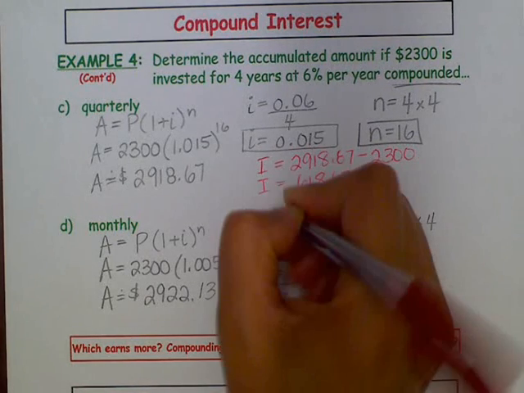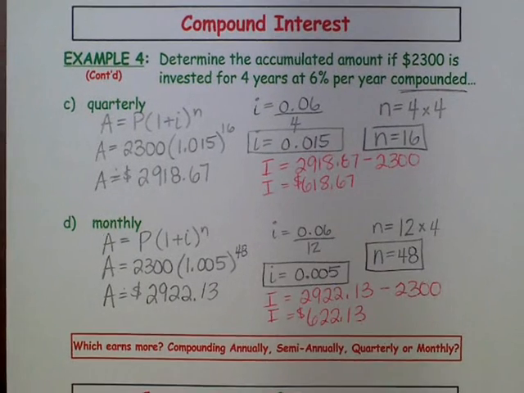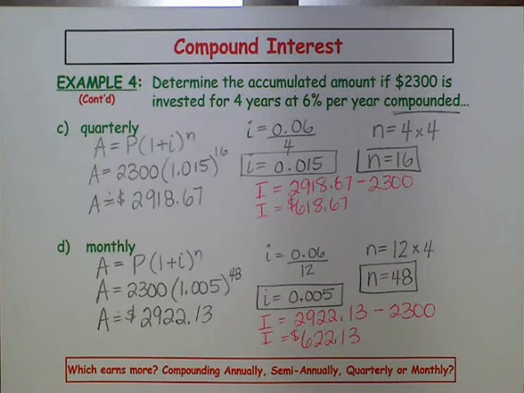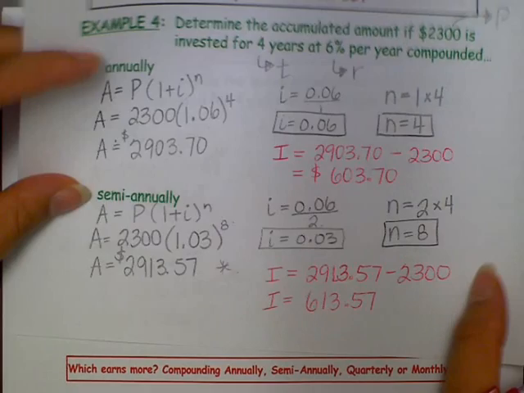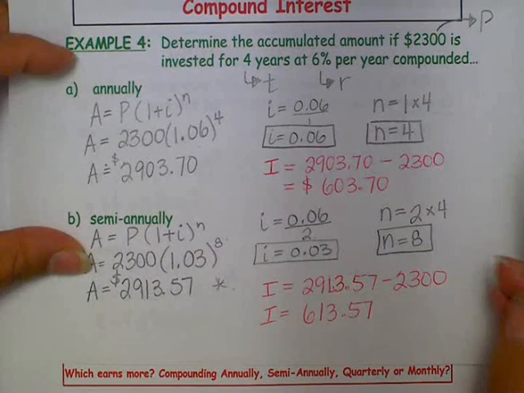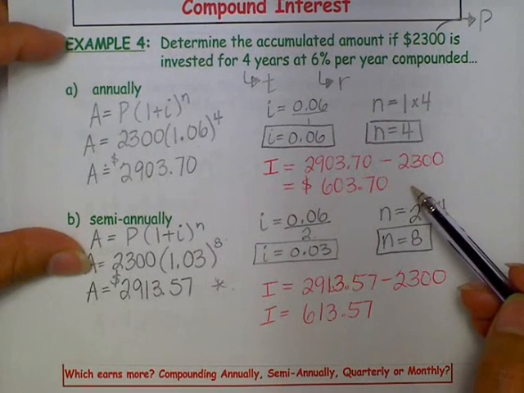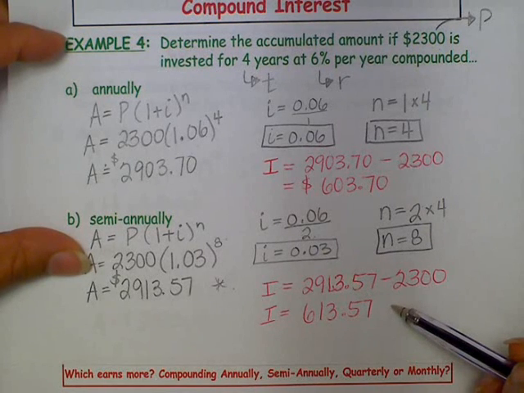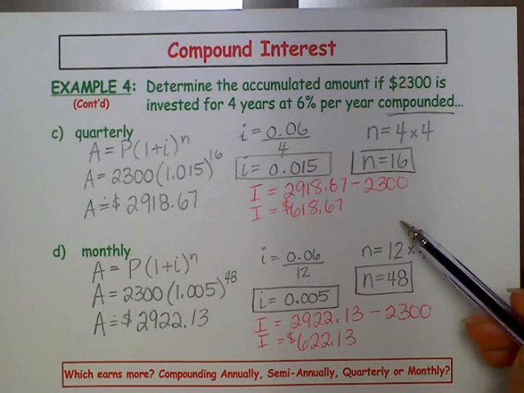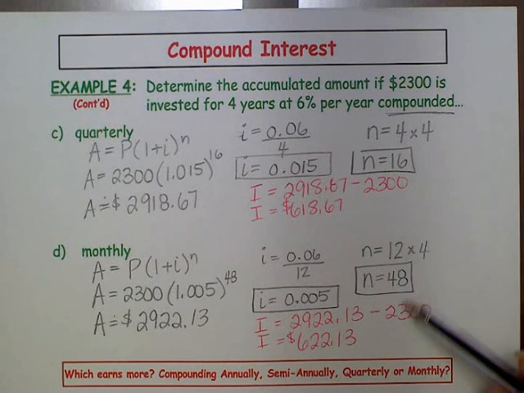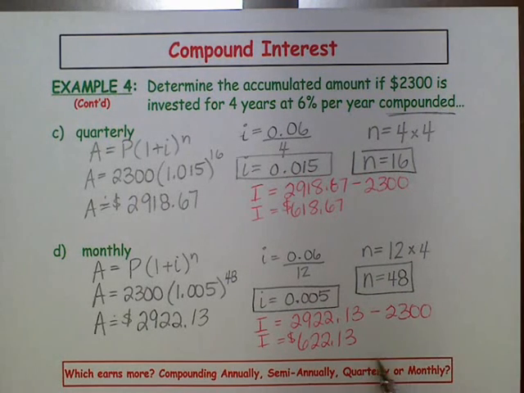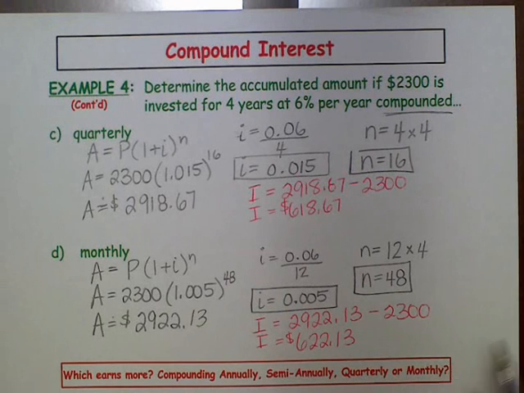So, which compounding period gives you more interest? If you compare them, if interest is compounded annually, you get $603 in interest. If it's compounded semi-annually, you get a little bit more. If it's compounded quarterly, you get a little bit more than that. And if it's compounded monthly, you get even more than that. So the one that earns the most interest is compounded monthly.